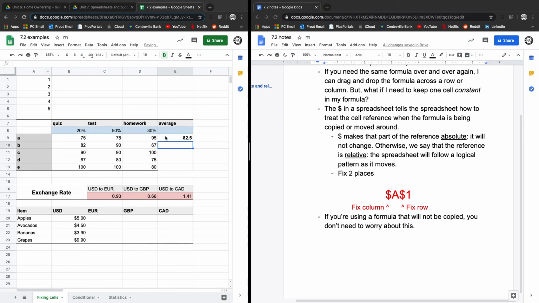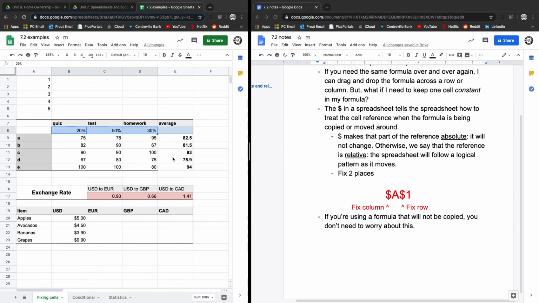So this way, when I take the handle and I drag it down, if you follow the function bar up here, you notice that those three cells that I've put dollar signs in don't move at all. And the only thing that moves is relative to this row, right? So that way I can tell the spreadsheet to find this person's average: their grades multiplied by the constants you want.